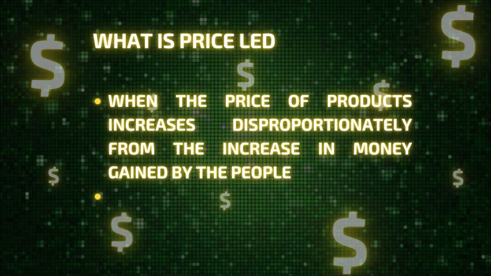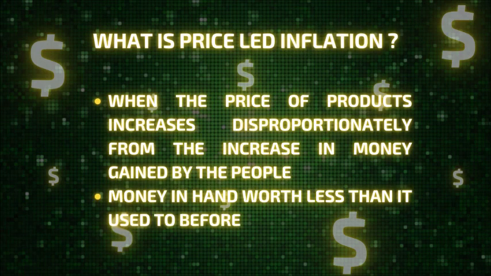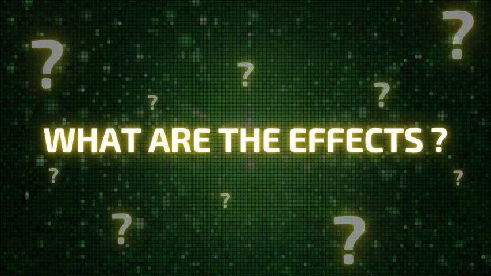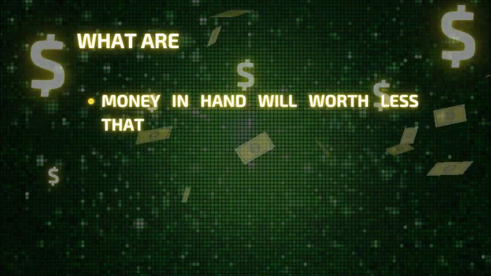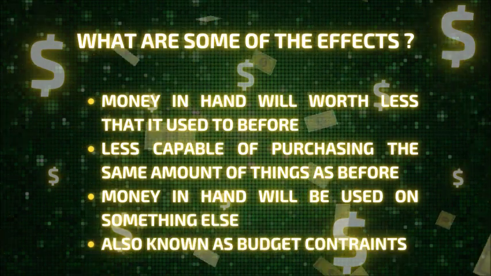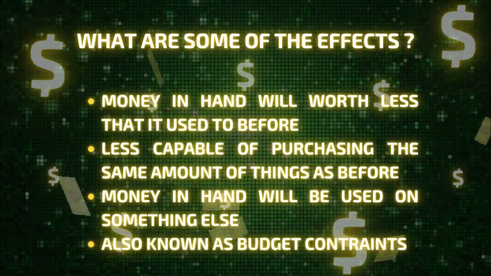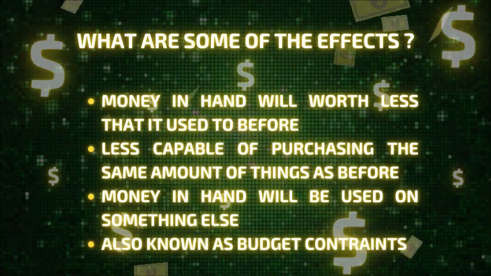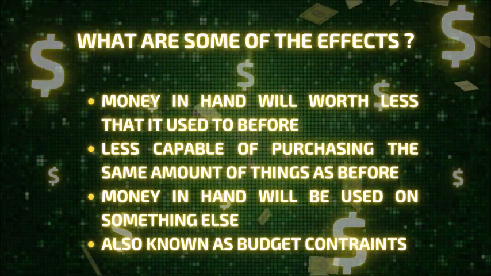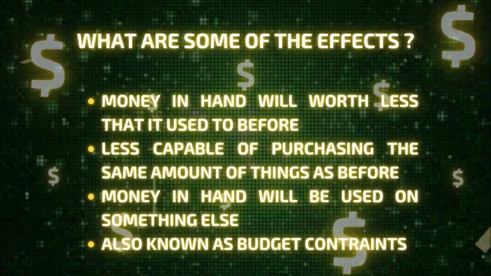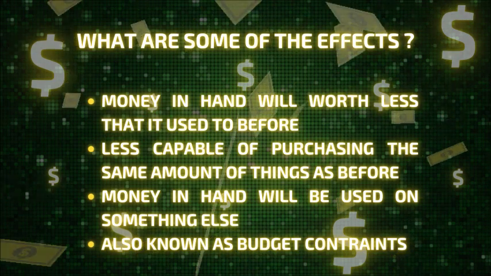What is price-led inflation? It is when the price of products increases disproportionately from the increase in money gained by the people, which in return makes money in hand worth less than it used to be. What are the effects? Some of the effects are as follows. Money in hand will be worth less than before. You are less capable of purchasing the same amount of things as before. Money in hand will be used on something else, which is also known as budget constraint.